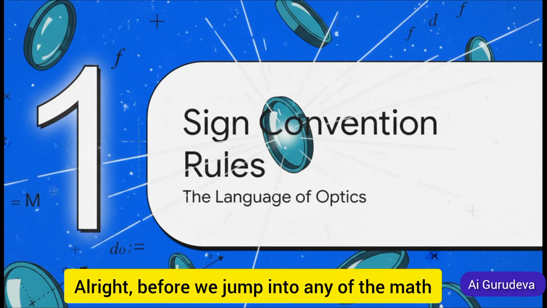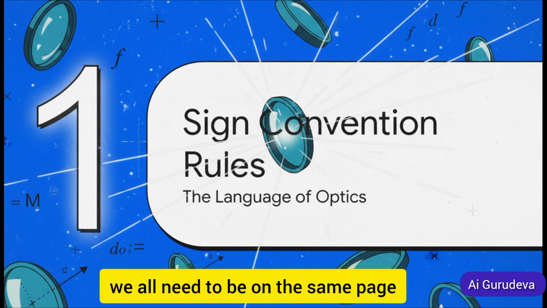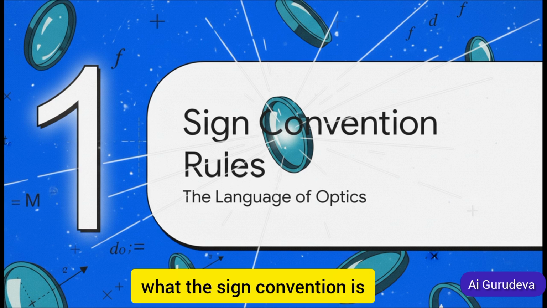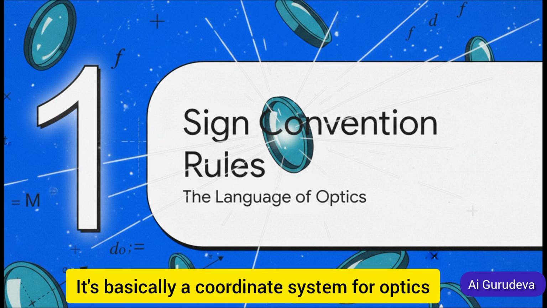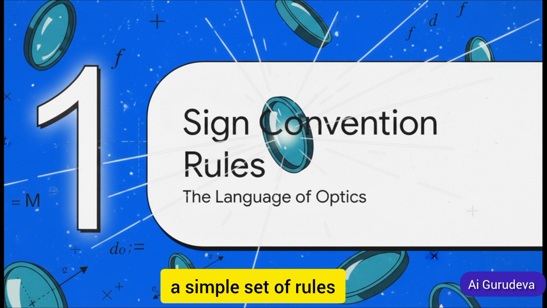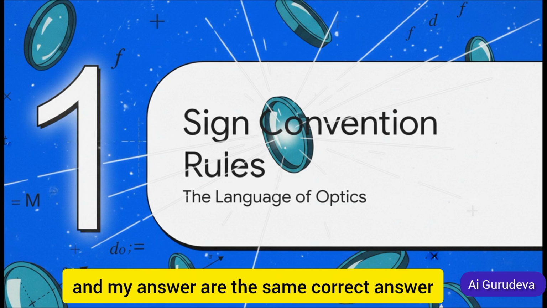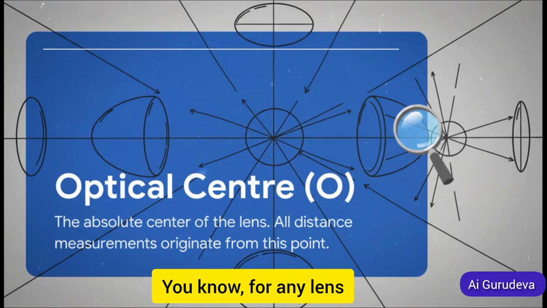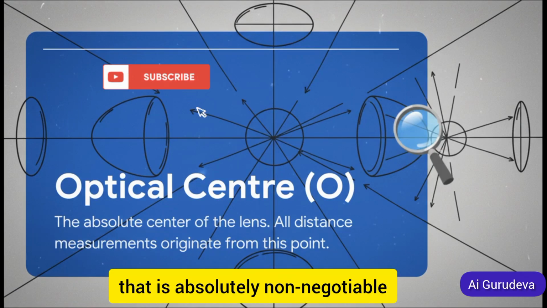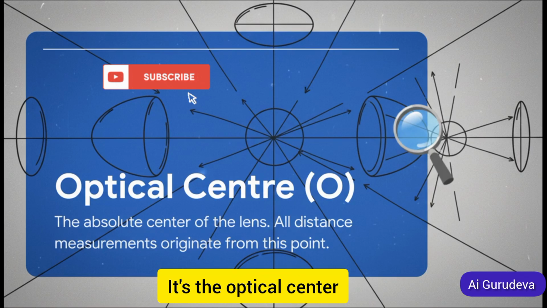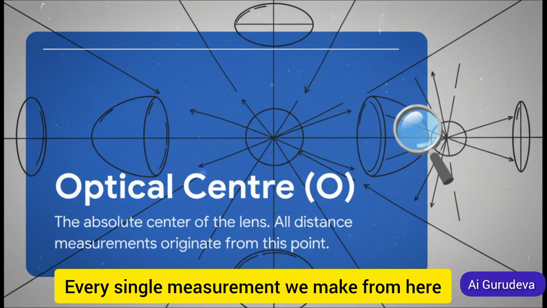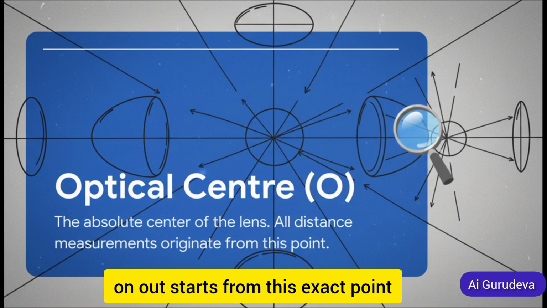All right, before we jump into any of the math, we all need to be on the same page. We need to speak the same language. And that's exactly what the sign convention is. It's basically a coordinate system for optics, a simple set of rules that makes sure your answer and my answer are the same correct answer every single time. For any lens, there is one spot that is absolutely non-negotiable. It's the optical center, which we just call O. Think of it as ground zero, the 0 on a map. Every single measurement we make from here on out starts from this exact point.